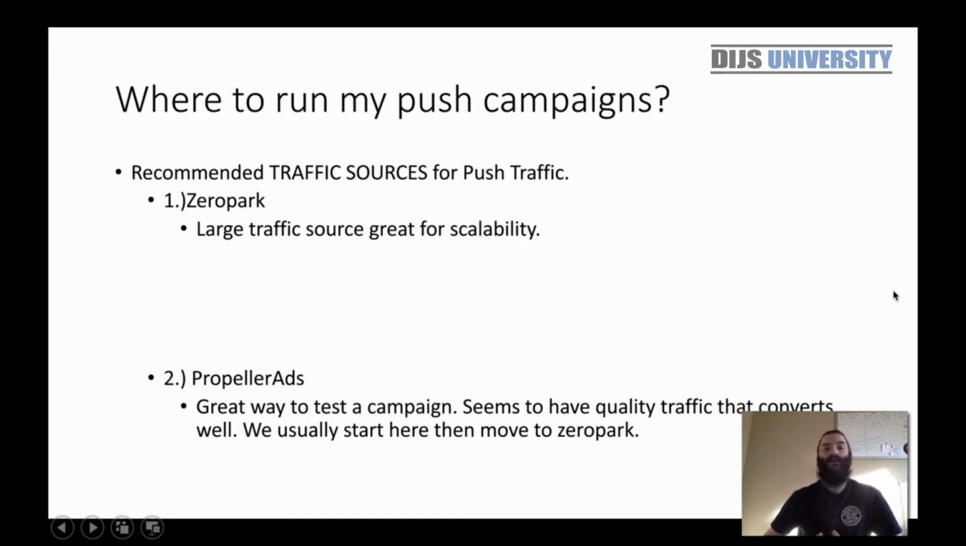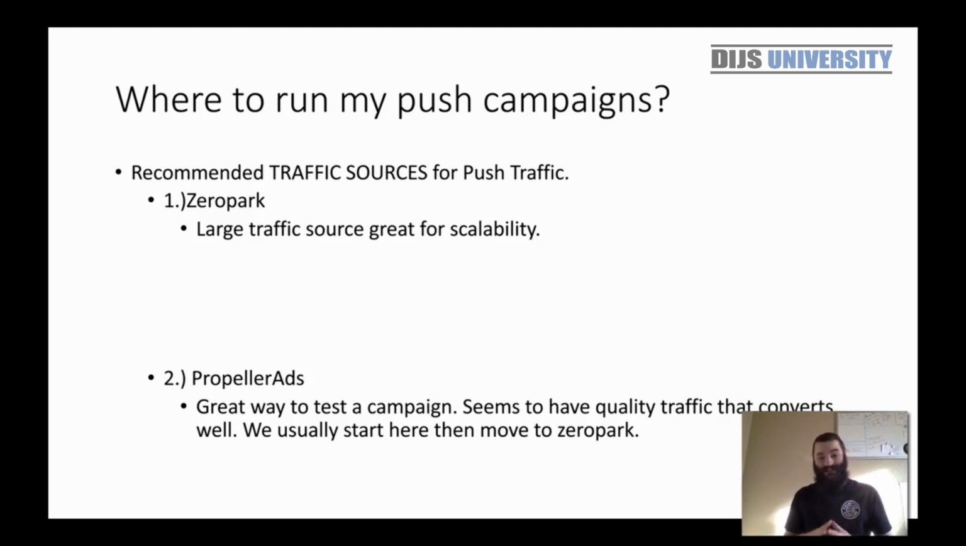This slide here is basically where to run my push campaigns. Obviously, Zeropark is what this video is mainly about. Zeropark is a great push traffic network. They have super large traffic sources. They let you do optimizations of targets and sources and all types of stuff to really break down your traffic. One thing with Zeropark that you may run into with this large traffic source is you might spend your budget quickly, a lot quicker than you maybe would on some of the other networks, or let's say maybe you did Facebook ads in the past.